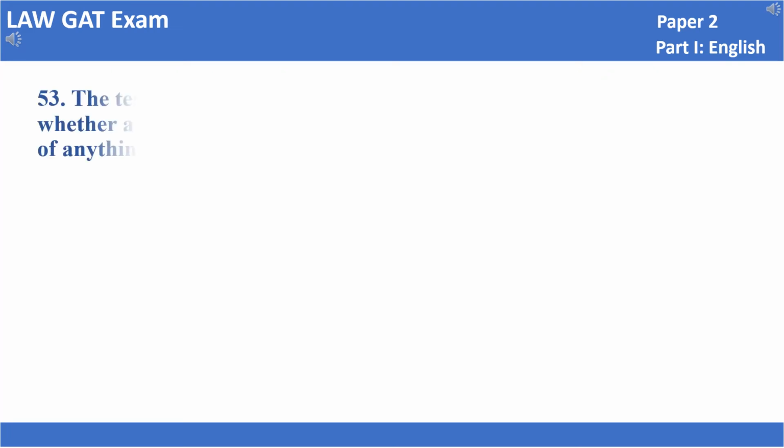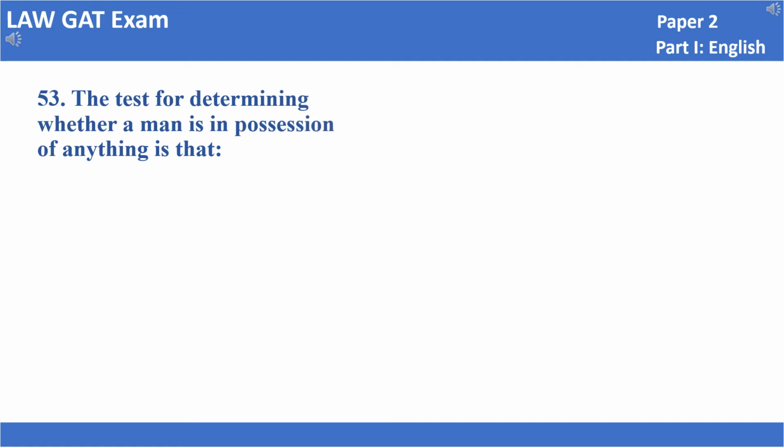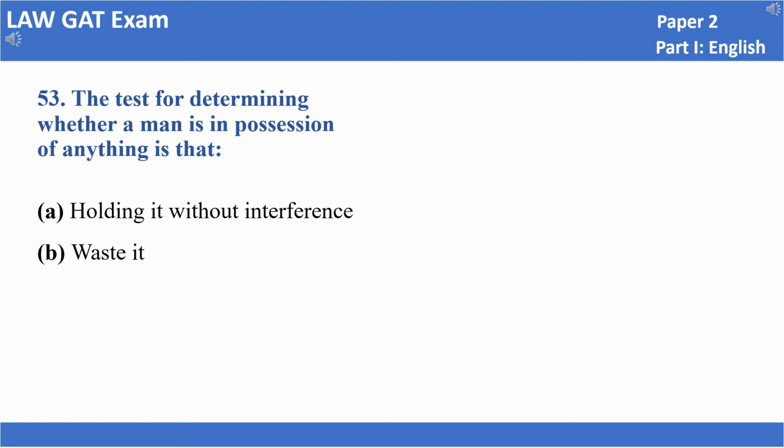The test for determining whether a man is in possession of anything is that, is it option A, holding it without interference, option B, waste it, or is it option C, it's in general control of him?